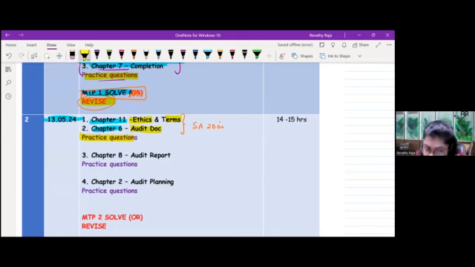Towards mid afternoon, you can go for the audit report chapter, a very easy chapter, 700 series, CARO and 143. 143 you would have already learned in law. Revise it again. They can ask you questions. CARO is very important. Go through CARO clause by clause too. Don't forget to do practice questions.